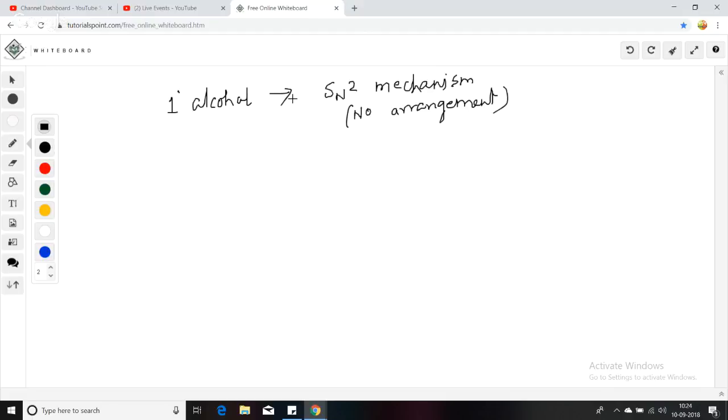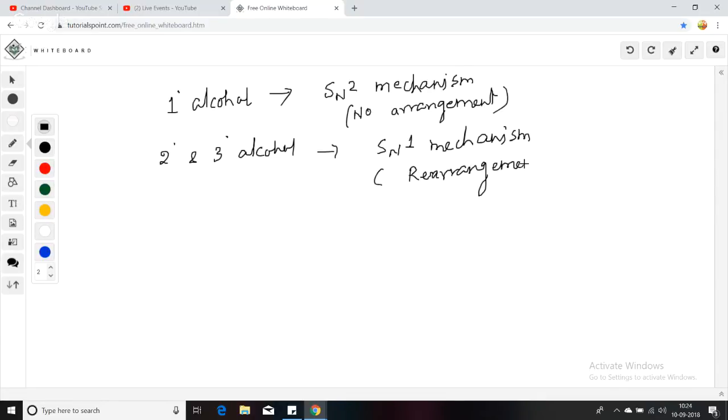Okay, SN1 mechanism. So you see here, if you have 2 degree and 3 degree alcohol, secondary and tertiary alcohol, this reaction follows SN1 mechanism. And we know in SN1 mechanism, the reaction follows by the formation of carbocation. So carbocation formation is there, so hence rearrangement is also possible. Rearrangement of carbocation is possible. Okay, this point you must remember.